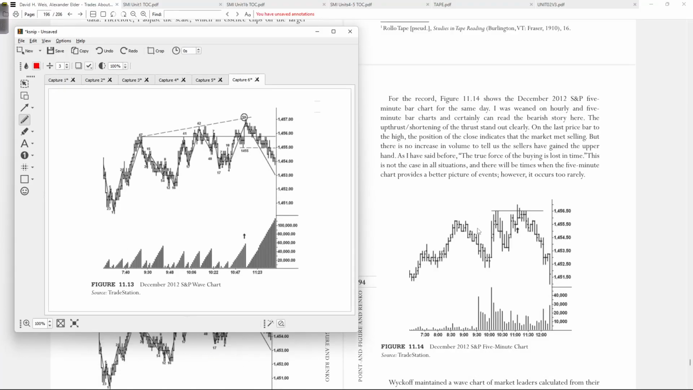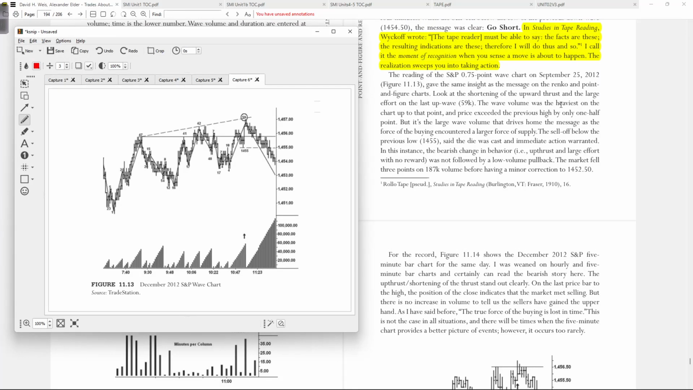The wave volume was the heaviest on the chart up to that point, and price exceeded the previous high by only half a point. But it's the large wave volume that drives home the message, as the force of buying encountered a larger force of supply. The sell-off below the previous low, 1455, said the die was cast and immediate action warranted.